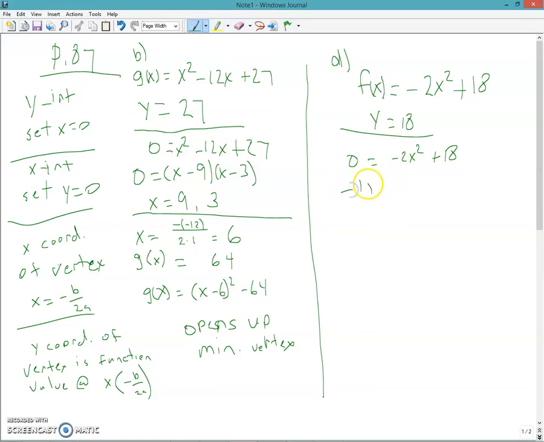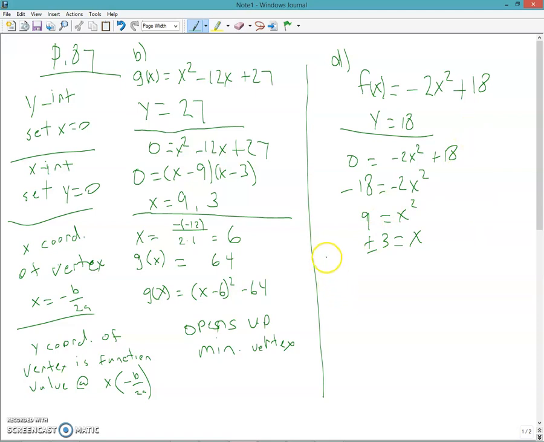We could say negative 18 equals negative 2x squared by subtracting 18, divided by negative 2. We have 9 equals x squared. So we have plus or minus 3 equals x. So our x-intercepts are 3 and negative 3.